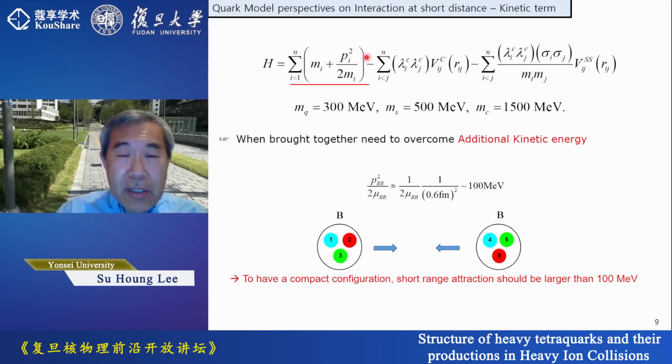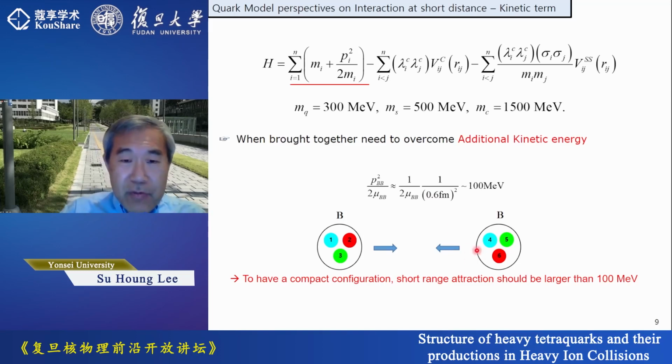Now let's try to understand what happens if you put these two baryons together. And obviously, the first thing that you note is that compared to two separate baryons, if you try to put them together, you have an extra kinetic energy coming in, extra relative kinetic energy. And that's, of course, the relative kinetic energy that you see in a two-body problem. And that extra kinetic energy is larger than 100 MeV, of course, depending on the relative size.